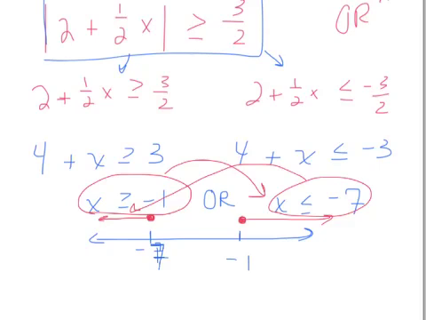Please realize, these don't overlap. There are no numbers that are bigger than -1 and less than -7. It's impossible. It's an or statement. Okay? You've got to be careful with your negative signs along the way.